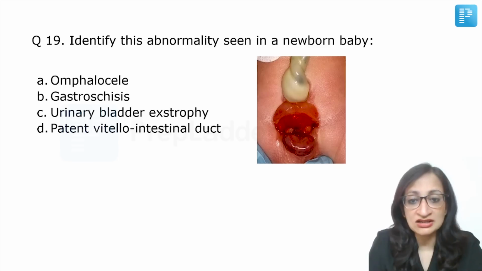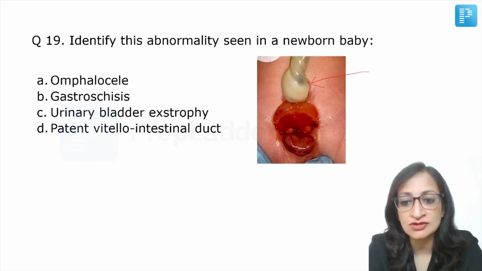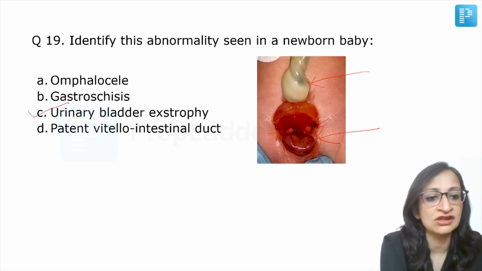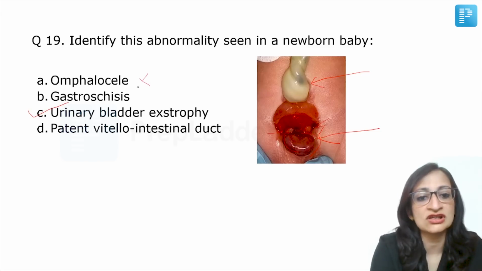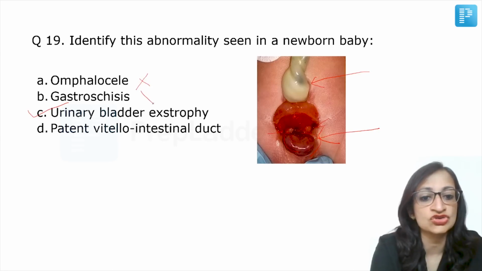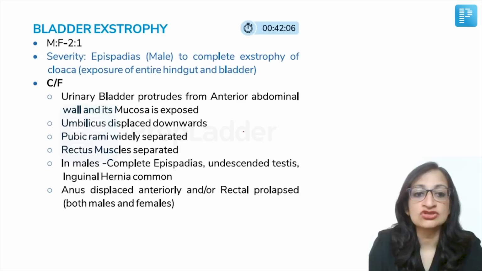Next question, identify this abnormality in a newborn baby. What you can see here, this is the umbilical cord attachment and this looks like the urinary bladder. So this is the trigone area and these are the attachments of the ureters here. So this is the urinary bladder mucosa exposed to outside. So this is urinary bladder exstrophy. This is not a case of omphalocele where you will get from the umbilicus a protruded mass covered with sac. Gastroschisis also no, and patent vitellointestinal duct again no. So urinary bladder exstrophy, again we have discussed in detail in our videos.